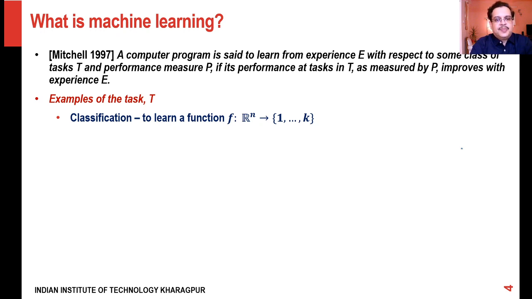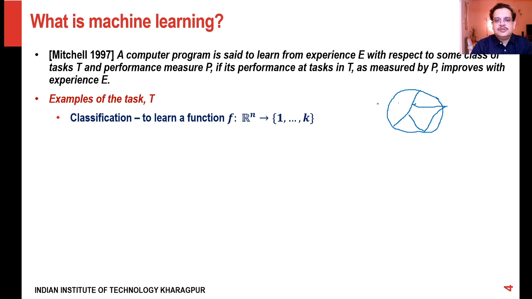So for example, in the standard classification task, we are trying to learn a function which goes from R^n to 1 to k. Now what does that mean? It means that I have an n-dimensional space and I want to classify these points in the n-dimensional space, and I have these different classes that I am defining here. There are k such classes, and every point is mapped to a class.